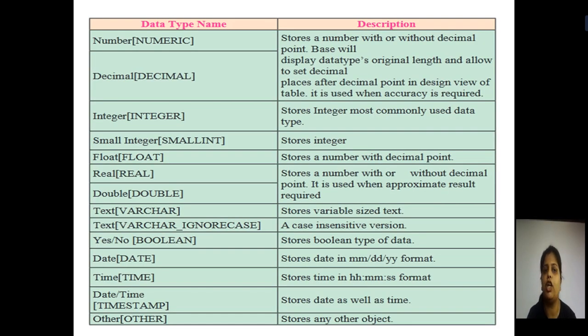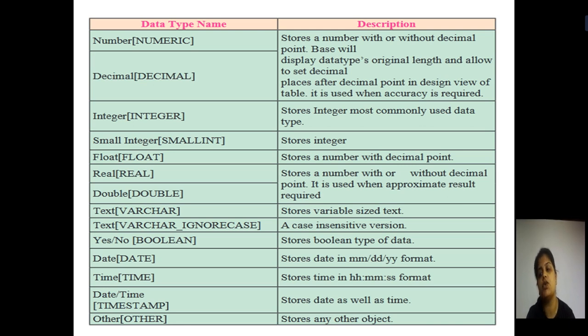In numeric or decimal, you will have a number stored which may or may not have a decimal point. But as you are using a base data type, the original length of your number will be calculated, and then it will allow you to set a decimal point after the view of the design of your table. Okay, the next is integer.